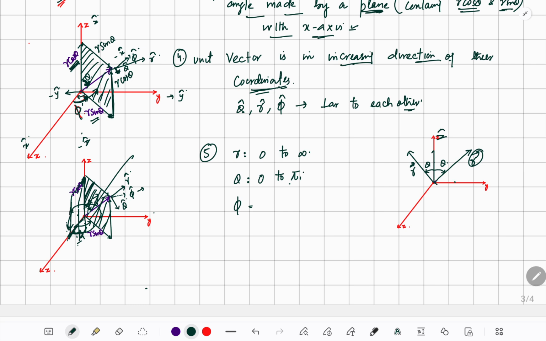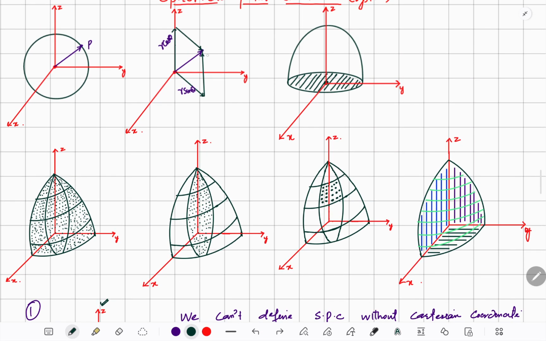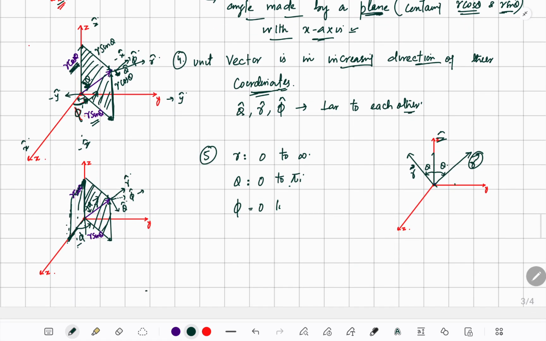Then you have to rotate it again towards the negative y, then from negative y to the positive x again. So finally how much angle do you cover? You'll cover 0 to 2 pi in order to cover the whole sphere. Just imagine it here. Initially it was here at 0, then it will come here at pi by 2, then it will go backwards, then come here, and then you would be able to cover the whole sphere. So phi has the range 0 to 2 pi. This is a very important point. Fifth point is a very important point.